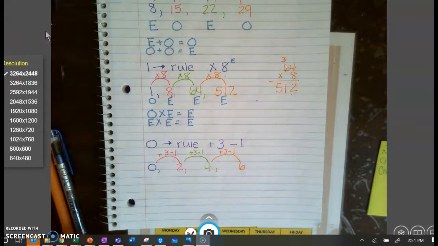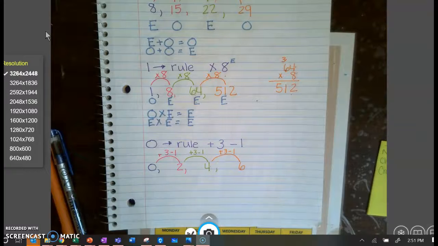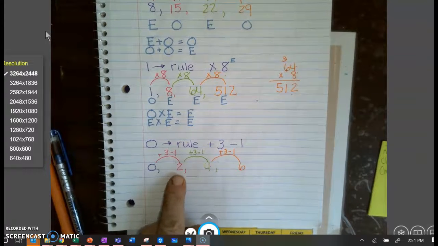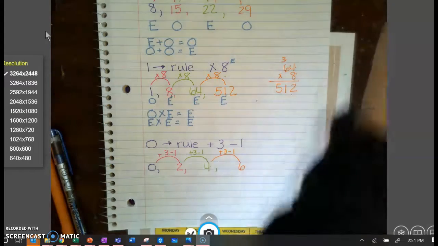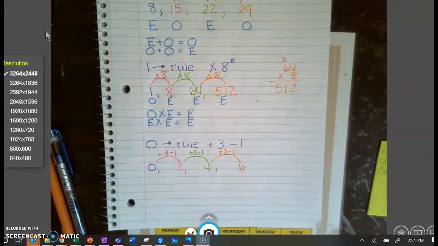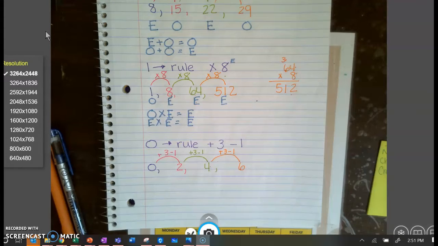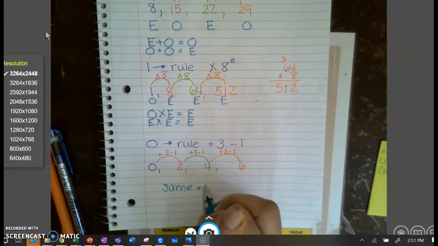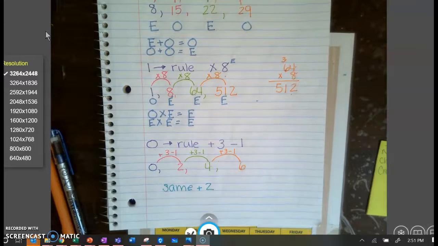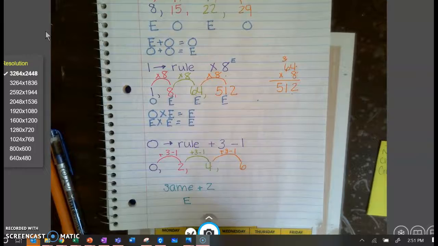Okay, so I'm going to make some observations, and what I notice is that each of my numbers is even, and each of them increases by 2. It's plus 2. And if I look at my rule, I can notice that my rule is plus 3 minus 1, which I know is really plus 2, right? So I know that my rule here is really the same as plus 2. I can make that observation. And I know that my numbers are all going to be even here.